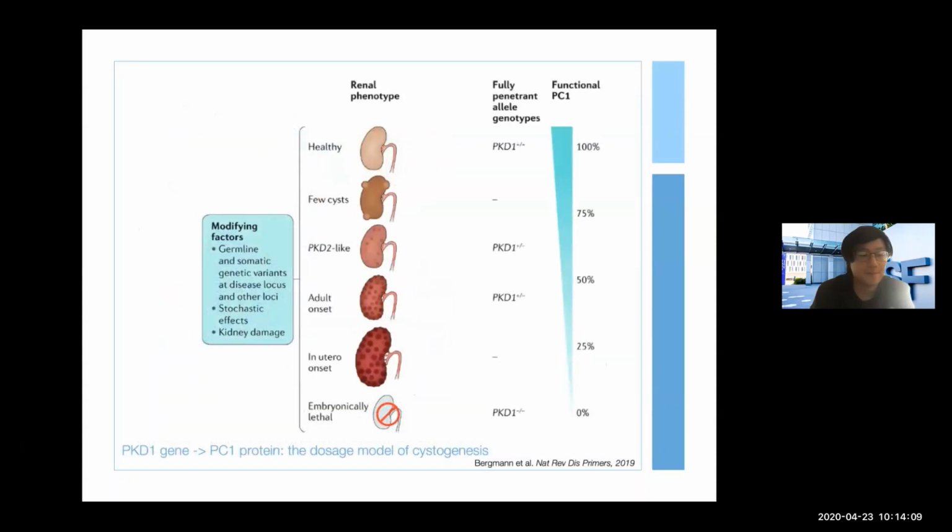Now, the phenotype of polycystic kidney disease appears to be tied a bit to the dosage of the PC1 protein. Now, this is the more common form. If you look at patients who obviously have 2 wild-type PKD1 genes, they're generally healthy and they don't have the disease. If you're unfortunate enough to get both copies of the PKD1 gene mutated, it's usually an embryonic lethal.